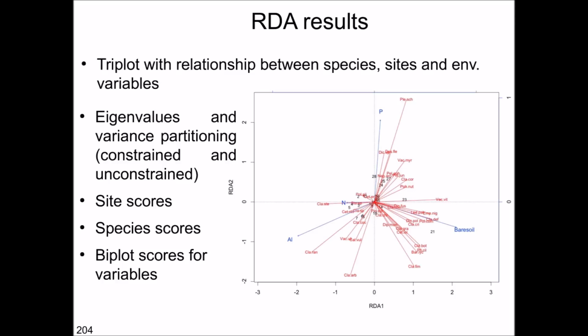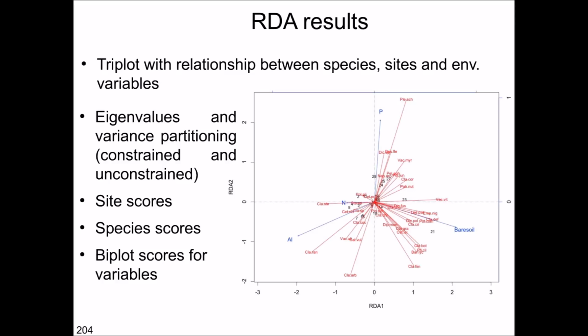So the distance between objects indicates how similar the sites are. The correlation between species can be estimated when you compare the angle between the arrows, and the same holds for environmental variables and so on. So the interpretation is pretty similar.